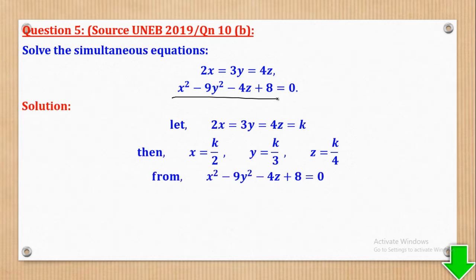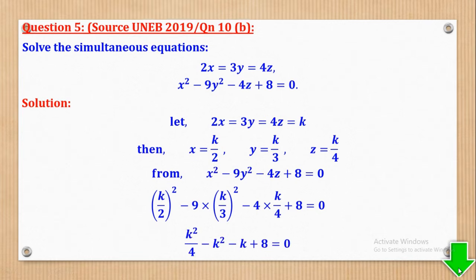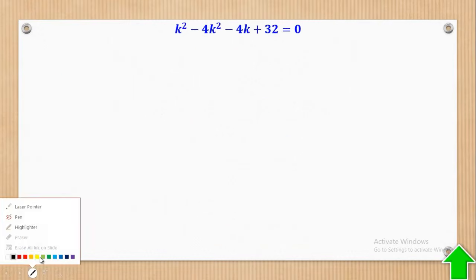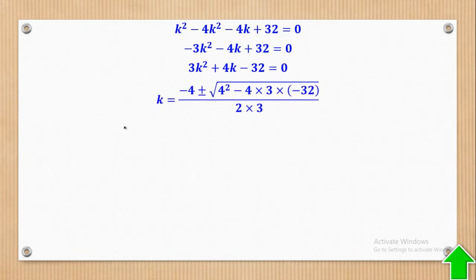Therefore, from this second equation, I'll substitute for x, y, and z to be able to get a quadratic equation in terms of k. Multiplying throughout by the LCM gives you that, and collecting like terms will give you that. So that is a quadratic. I'll have to solve it using either factorization method or bulldozer method. If I choose bulldozer method, this will be the substitution, and therefore k will be 8 over 3, or k is equal to negative 4.